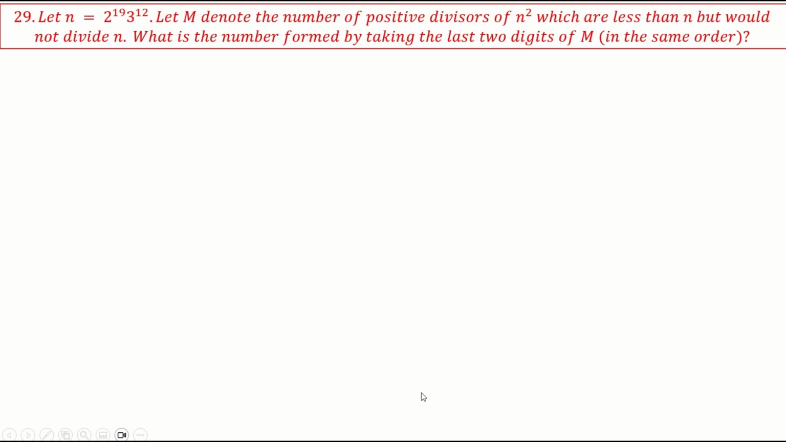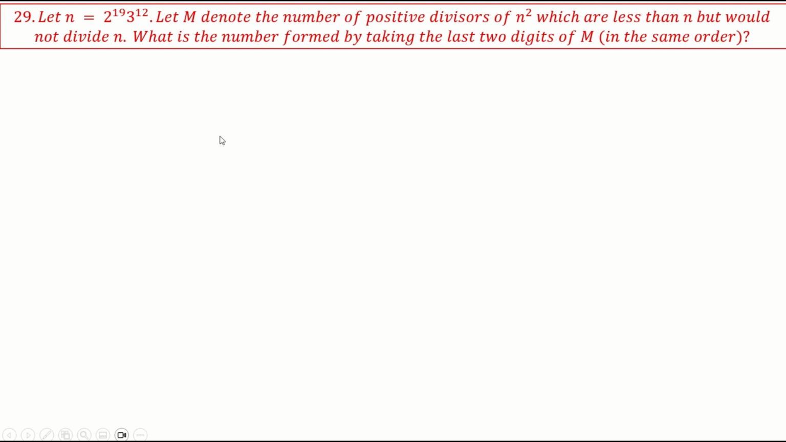29th problem. Let n equal to 2 to the power of 19 into 3 to the power of 12. Let m denote the number of positive divisors of n square which are less than n but do not divide n. What is the number formed by taking the last two digits of m? So first we need to find capital M, which is the number of positive divisors of n square that are less than n and don't divide n. This is what we should do.